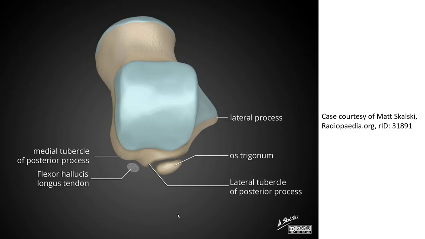The schema shows the components of the posterior talar process and a part of this anatomy. On this schema, we can see the lateral process, os trigonum, lateral tubercle of the posterior process, flexor hallucis longus tendon, and medial tubercle of the posterior process.